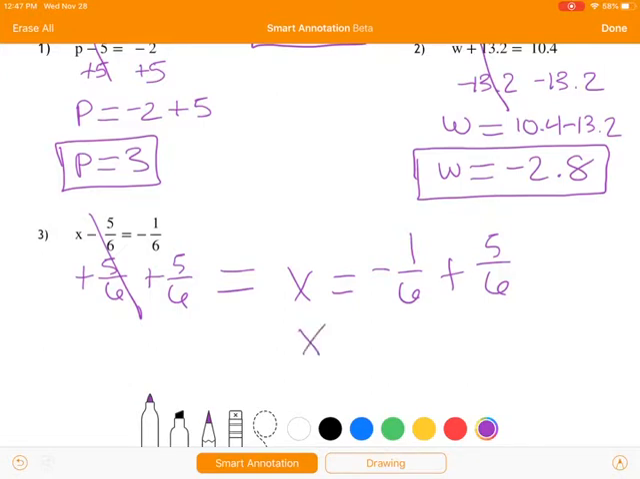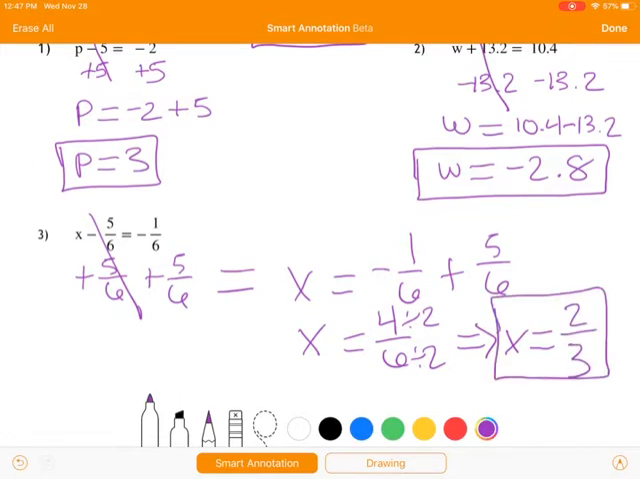And -1 plus 5 equals 4. So we're left with 4/6. And this is not in simplest form. And so I want you guys to remember, just like we did in the beginning of the semester, learning about how to make sure things are in simplest form, we're still going to continue doing that now. So 4 and 6 can both be simplified by 2. We can divide these both by 2. And so this means that x equals 2/3. And now we are in simplest form, and so our answer is x equals 2/3.